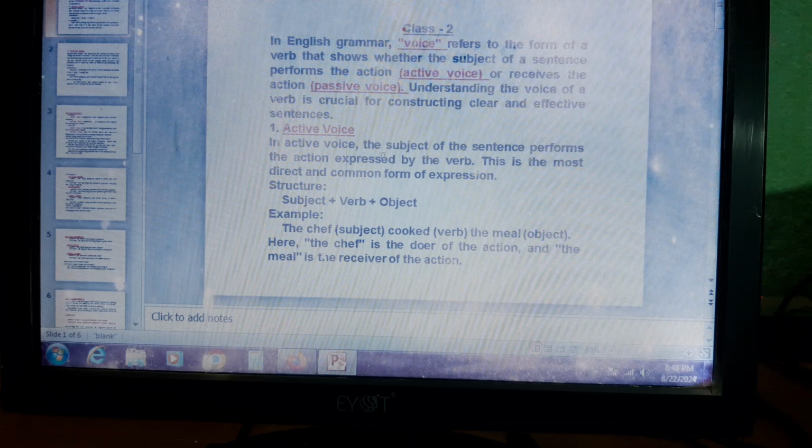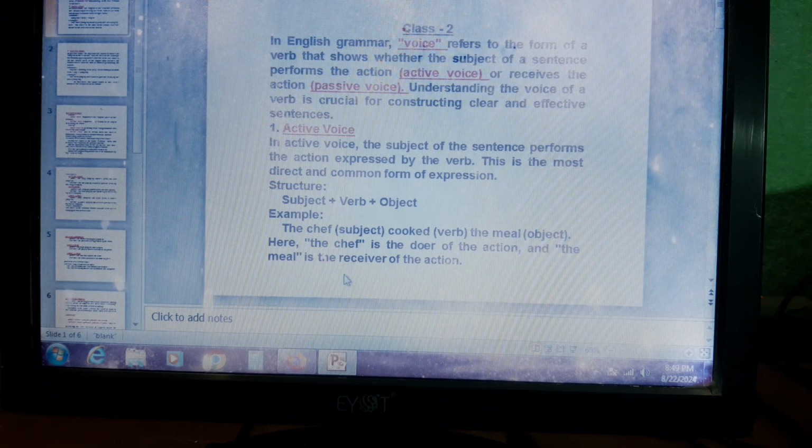In active voice, the subject of the sentence performs the action expressed by the verb. This is the most direct and common form of expression. Structure: subject plus verb plus object. Example: the chef, subject, cooked, verb, the meal, object. Here the chef is the doer of the action and the meal is the receiver of the action.